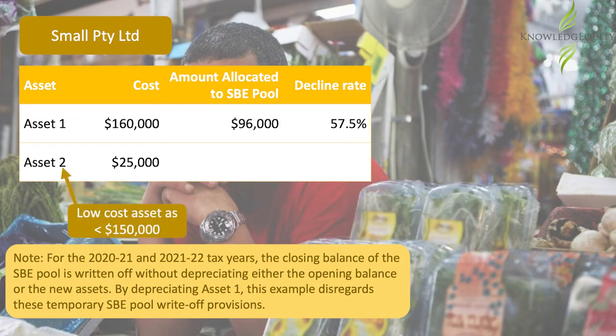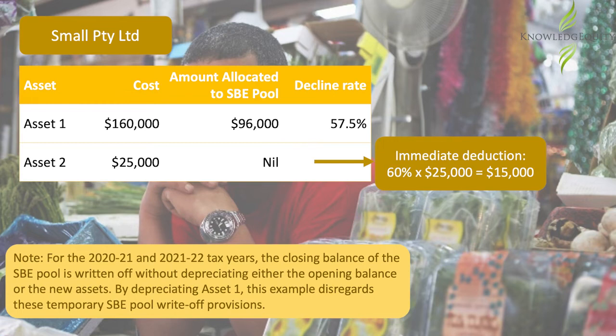Asset 2 is a low-cost asset as it costs less than the threshold for immediate write-off. Therefore, it is not allocated to the SBE pool. Small Proprietary Limited is allowed an immediate deduction for the taxable use percentage of this asset.